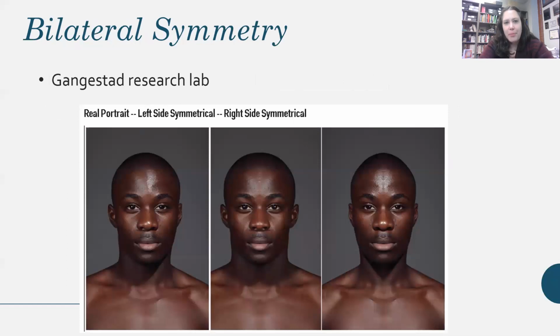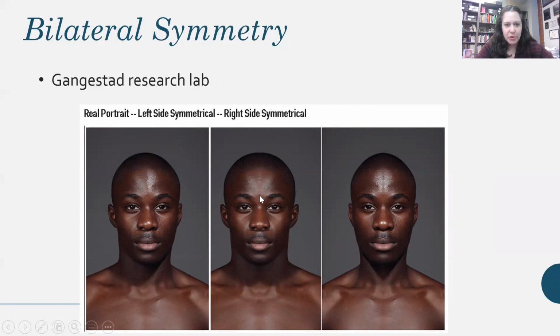Here are a couple of examples. The first is called bilateral symmetry. The idea is if you split a person vertically, the left half of their body should be symmetric to the right half of their body. This is research done by a woman named Gangestad, and you can go to her research lab and learn more about this if you're interested. But the idea is that you look at photographs of people that she can manipulate with the computer. You can see here, this is a real portrait of a person.